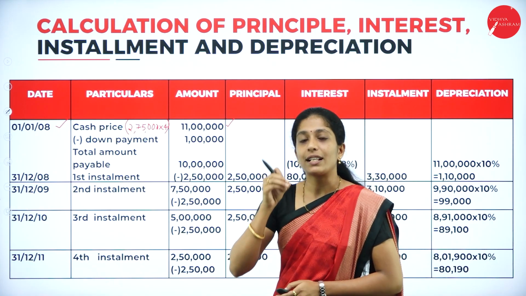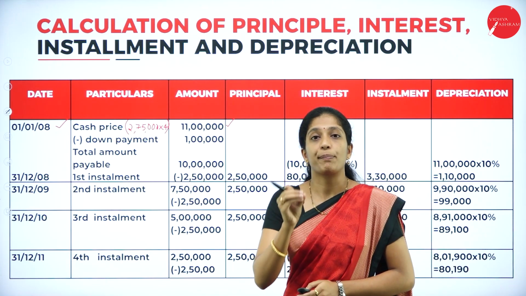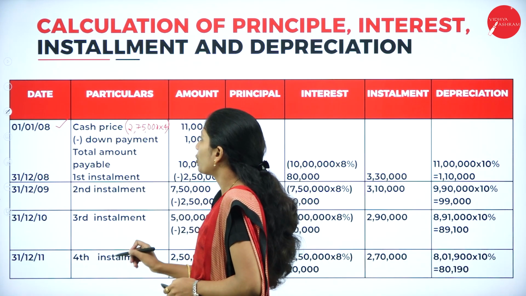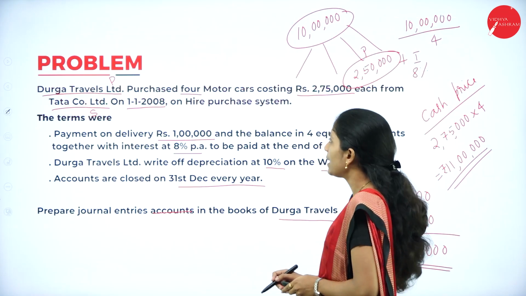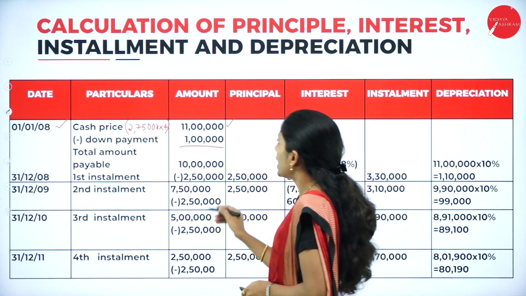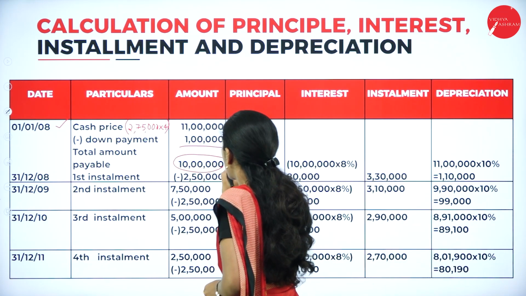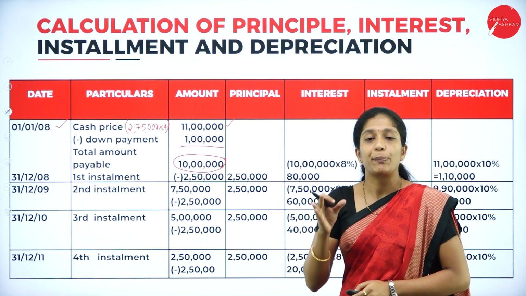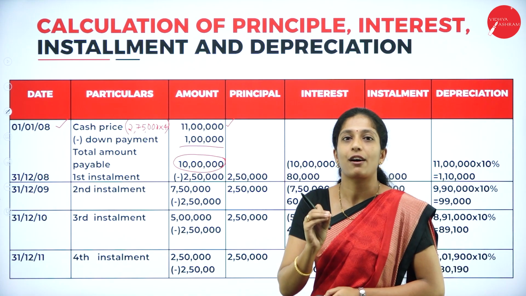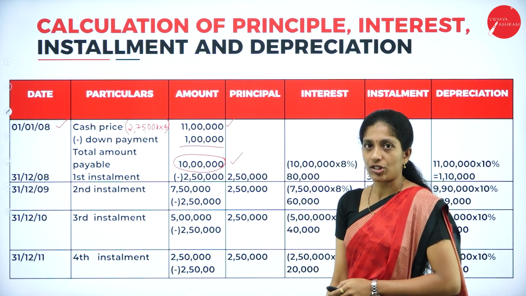So here the car worth 11 lakh has been purchased. Now on the date of receiving that car, the hire purchaser has made some payment, which is known as what? Down payment. So less down payment. How much down payment is made? They have paid 1 lakh. So 11 lakh minus 1 lakh. So the total amount payable is how much? 10 lakh. So the total amount that has to be paid by the hire purchaser to the hire seller in the form of installments is how much? 10 lakh. Now, this much they have given in the question.